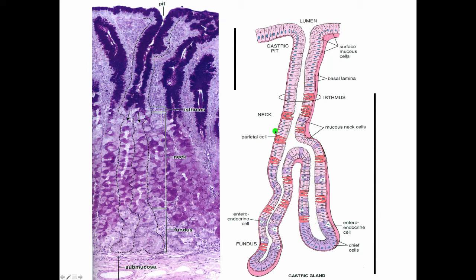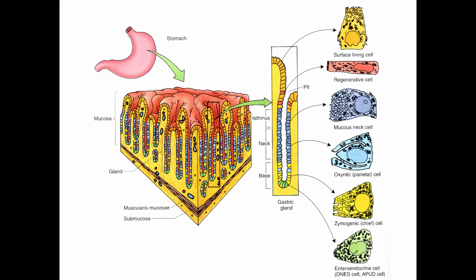And we make this point about the isthmus because the isthmus is right at the boundary between the pit and the start of the gland. This is where the stem cells in the stomach are located. So cells that are actively dividing in the stomach to give rise to the mucosal lining are actually found in the isthmus. Here we can see a variety of cell types.